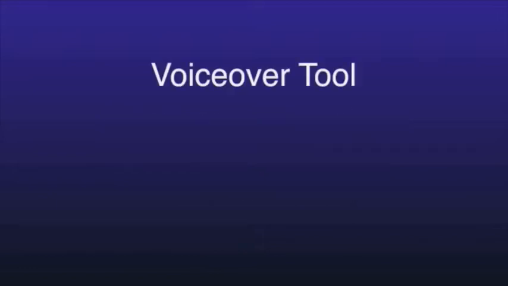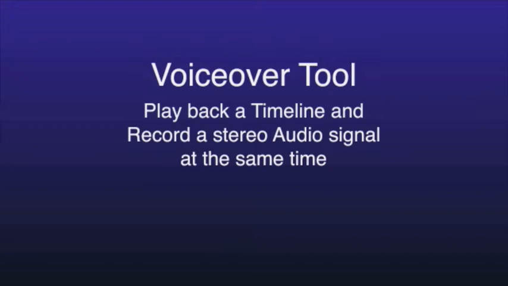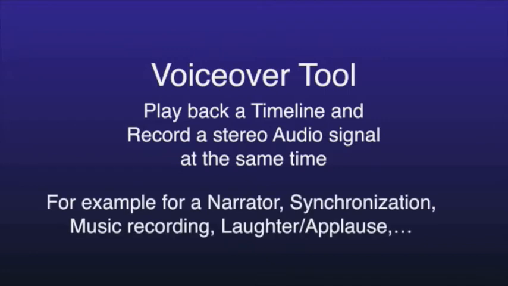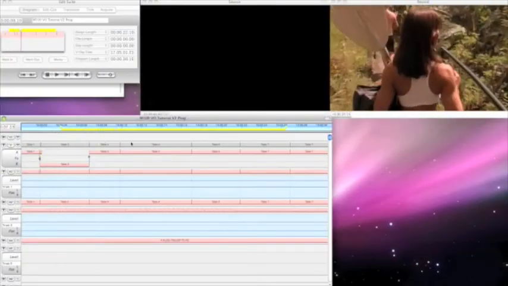The voiceover tool allows you to play back a timeline with video and audio while recording a stereo audio signal in sync to the playback directly onto the timeline. This is very useful when recording, for example, a narrator for a documentary or when synchronizing a movie into a different language. Now let's have a look at how this works.